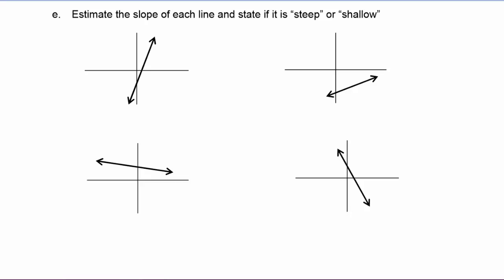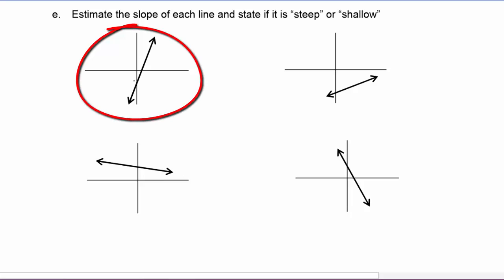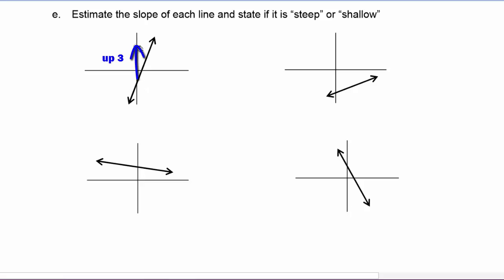Now in example E, you're just being asked to look at the graph and estimate the slope of each line, and then state if that is steep or shallow. So in this first one here, remember, you're just estimating. So if it appears like you're going up maybe 3 and over 1, you would say that your slope is approximately 3 over 1, which is 3. And that is considered to be a fairly steep slope.